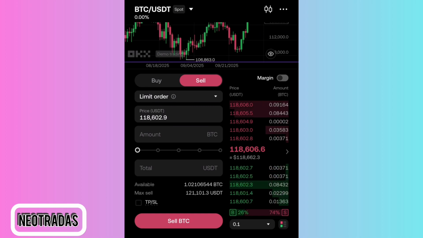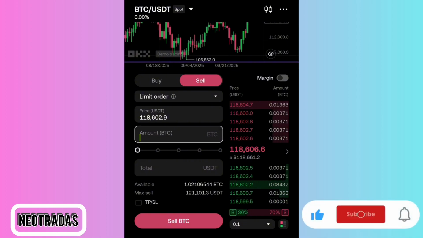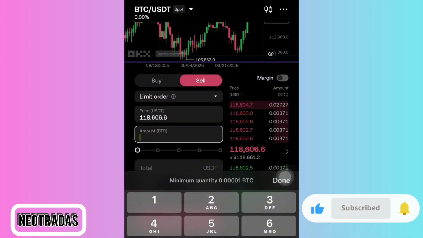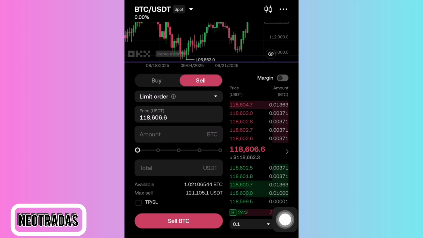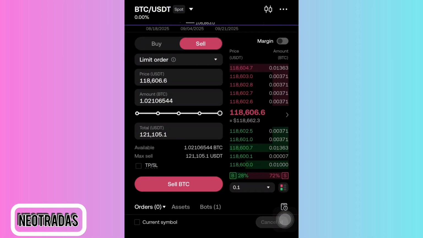So now what we can do is to actually place our limit order again. First, choose a price, and the price is guaranteed at 118,606. So we chose this price here, and then we will choose to use all of the BTC that we bought. After we have done with it, we can simply tap on sell BTC.